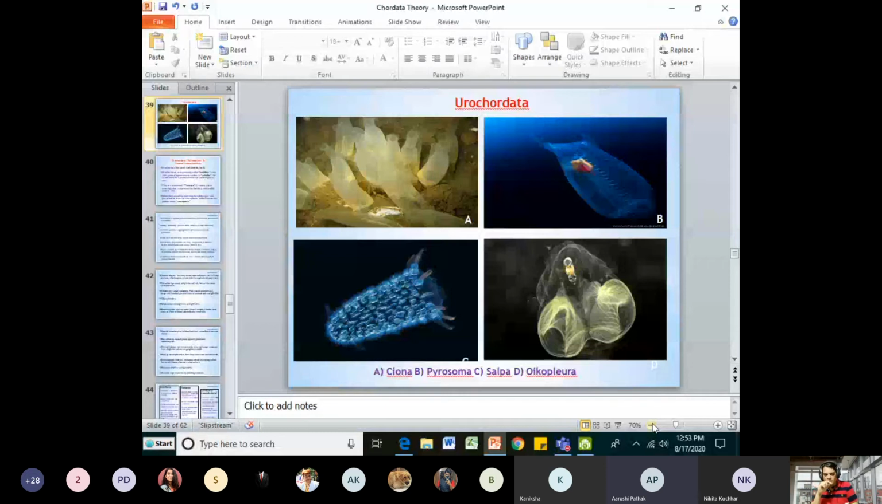Okay, sir. So these are some of the urochordates I have placed on this slide. The first one is Salpa, second is Pyrosoma, third is Salpa, and the fourth is Oikopleura. As you know, these are bioluminescent urochordates. You can see they produce light. So they are bioluminescent organisms, and these are beautiful organisms.